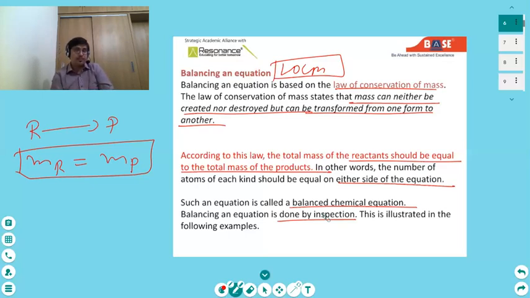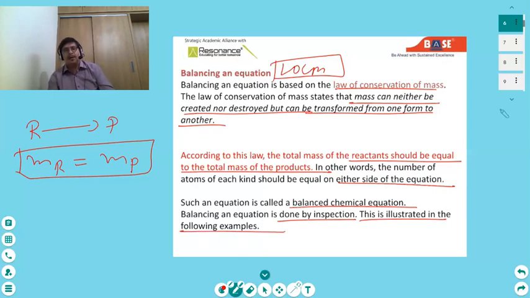That is the oxidation number method and the ion electron method. Basically, it is for ionic type of reaction, but for molecular reactions also you can use it, basically your oxidation number part. So this is illustrated in the following example.